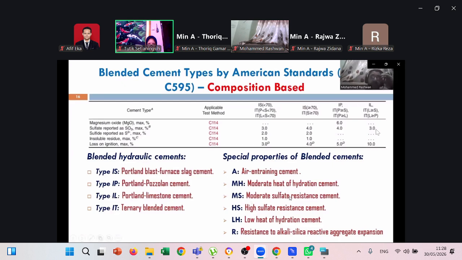Special products of blended cements here are those mentioned, which take symbols: A, air-entrained cement; MH, moderate heat of hydration cement; MS, moderate sulfate resistant cement; HS, high sulfate resistant cement; LH, low heat of hydration; and R, resistant to alkali-silica reactive aggregate expansion.